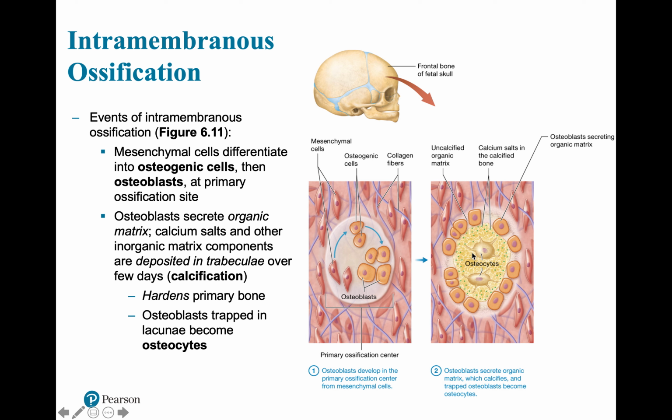And then out here, we have osteoblasts. Again, more mesenchymal cells will differentiate or specialize into osteoblasts, and they're going to be located around the periphery. They are going to lay down bone as well.